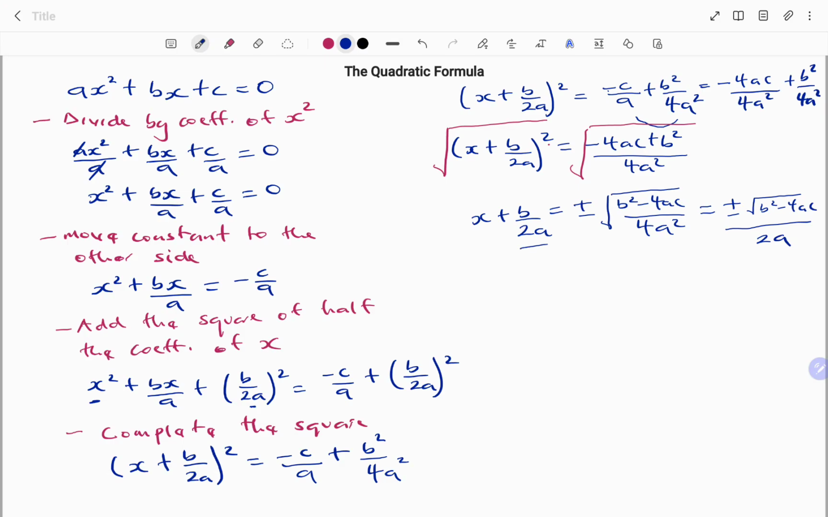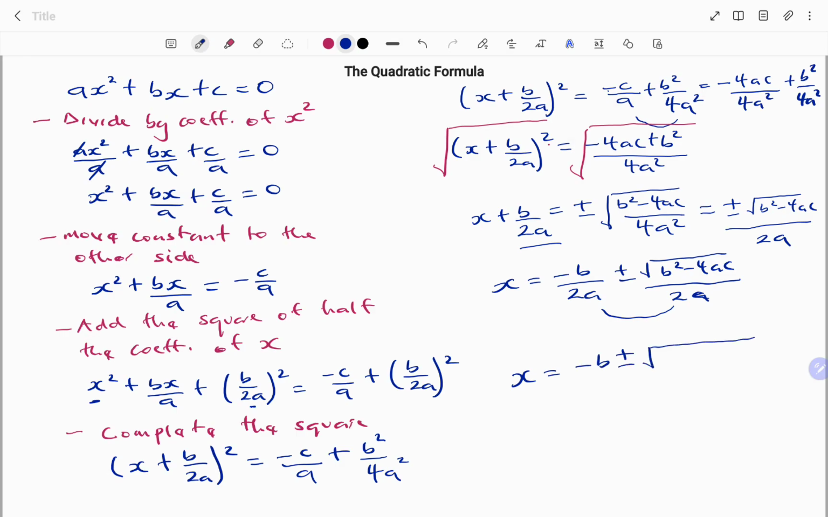Now I need to take my b over 2a to the other side because it's a plus here. I'm going to be subtracting b over 2a from both sides. So I have x equals minus b over 2a plus or minus the square root of b squared minus 4ac all over 2a. The denominators are the same, so I'm going to merge this. So I have x equals minus b plus or minus the square root of b squared minus 4ac all over 2a. And that is our quadratic formula.